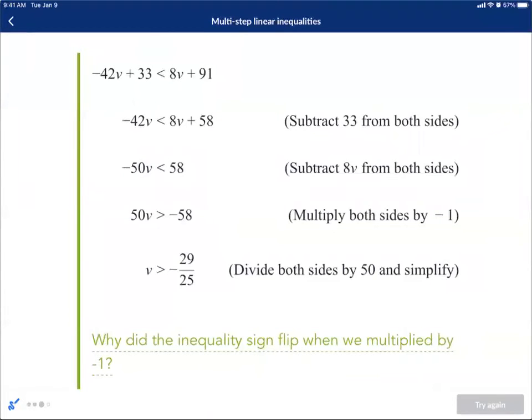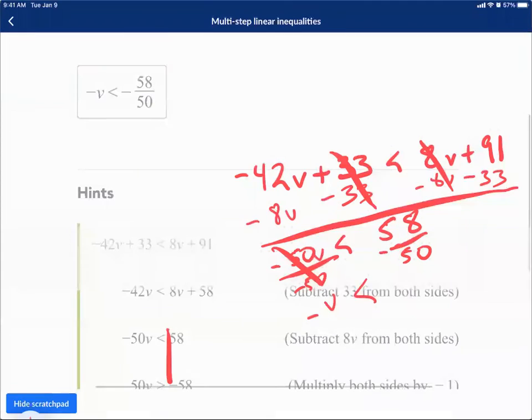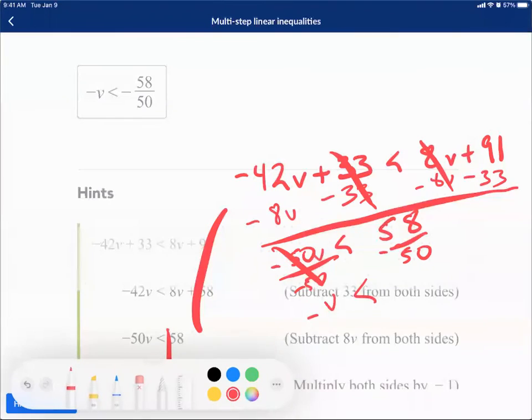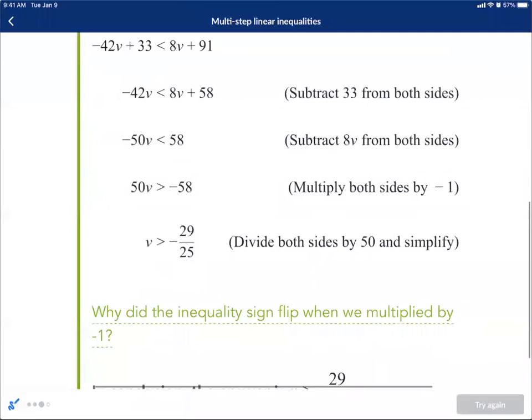Multiply both sides by 1. Subtract 8v from both sides. That's what I did here. Whoops, let me make sure I'm doing this right. Okay, I'm going to go back. I'm going to go down here.